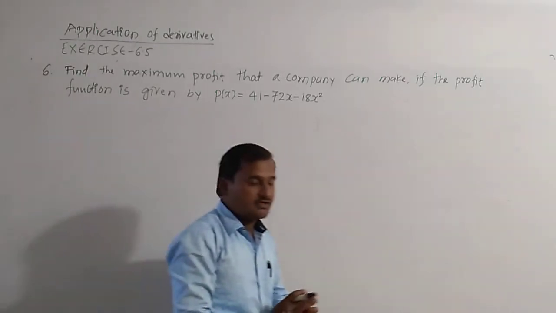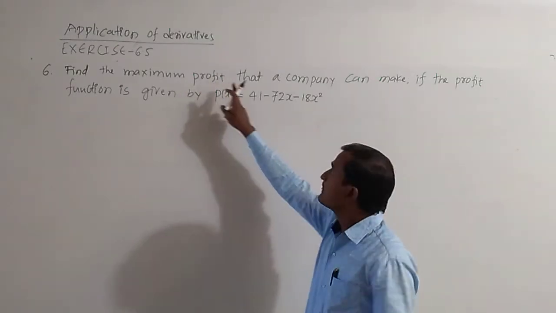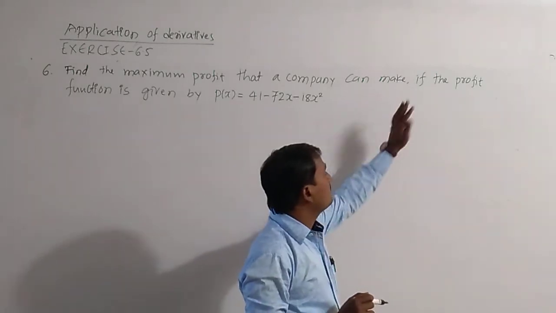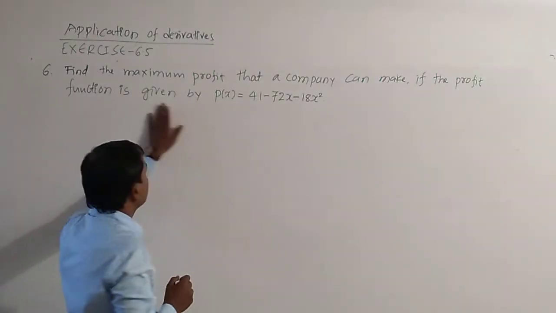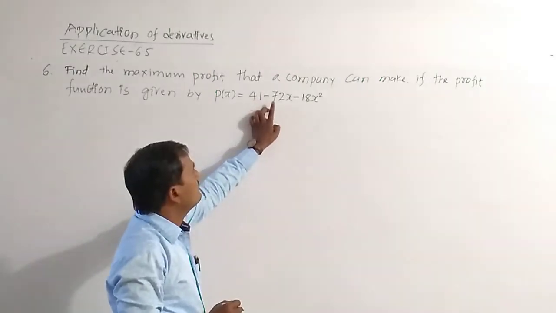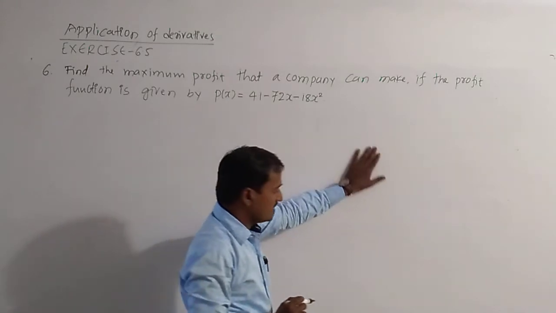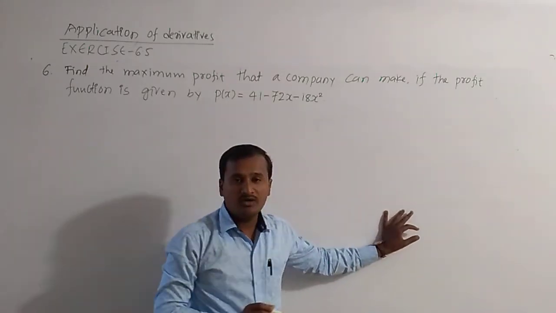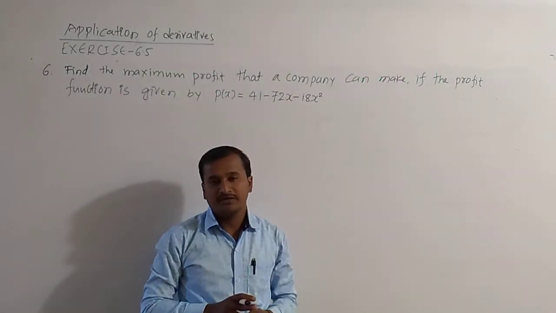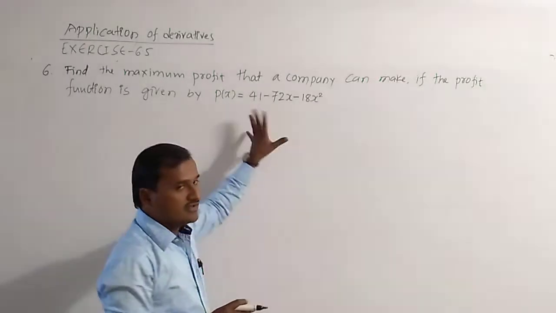Okay, next question is this one. Find the maximum profit that a company can make if the profit function is given by p of x equal to 41 minus 72x minus 18x square, right? So here in this problem we should find the maximum profit of a company, right? The profit function they have given in the form of p of x, right?